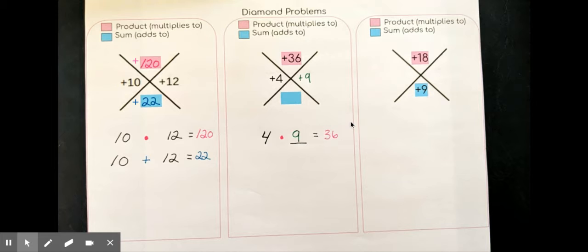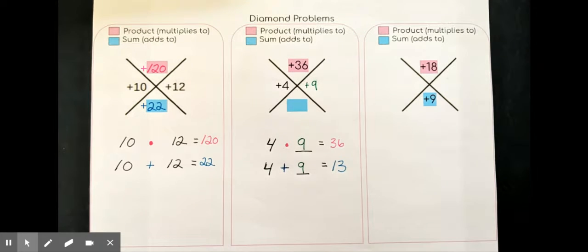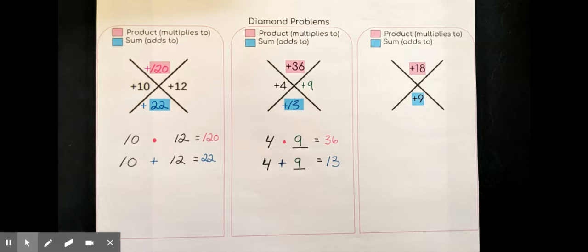So we know that 4 and 9 multiplied equal 36. So our second question is now, what is 4 plus 9? That will give us our missing sum. That answer is 13. So this diamond problem has two factors that are 4 and 9, which multiply to 36 and which add to 13.